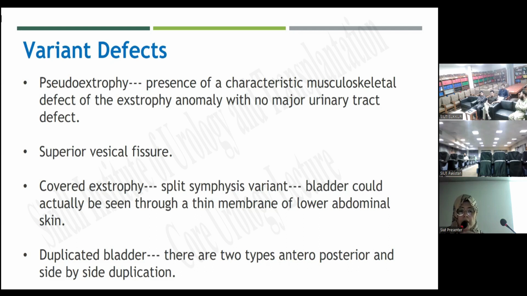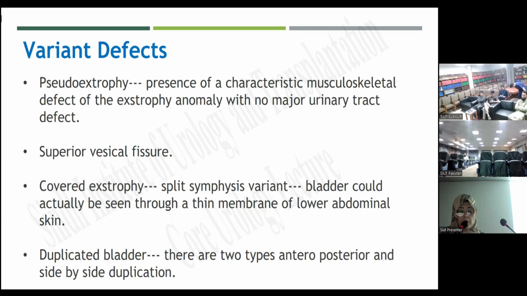And the third is the covered exstrophy, in which the bladder plate is covered by a thin membrane of the lower abdominal skin. And fourth is the duplicated bladder, which is of two types. One is anterior posterior, and the other is side by side duplication. In the anterior posterior duplicated fashion, one bladder plate is seen externally in the exstrophy defect, and the other bladder is seen internally.